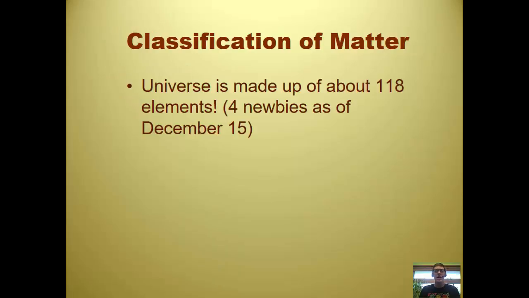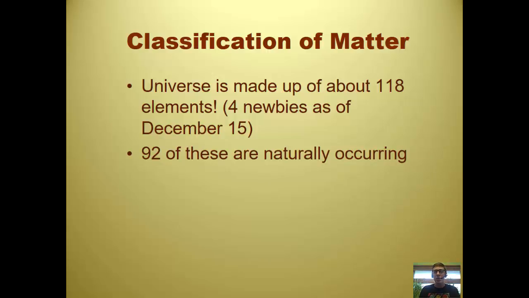So, let's talk about how matter is classified. The universe is made up of about 118 elements. Only 92 of those are naturally occurring, and we just got 4 new ones as of December 15th. So, I don't know about you, but I think that's exciting. We haven't even named them yet. They just have these little funny placeholder names, and that's going to be very exciting. More to come on that soon.